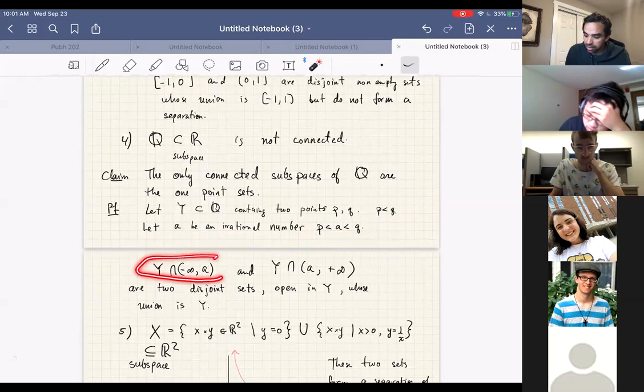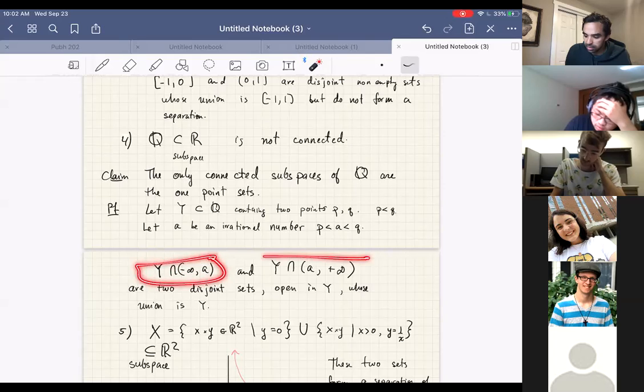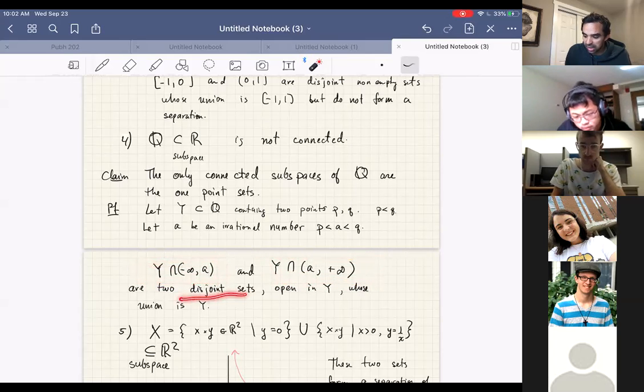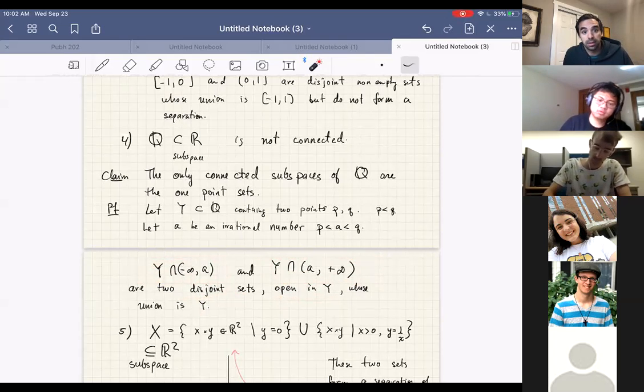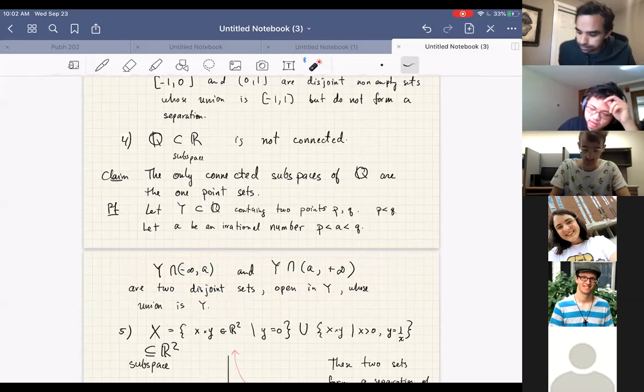Namely, you just consider these open sets in Y. You intersect the open interval from -infinity to A with Y to get an open set in Y, and similarly intersect the open set from A to infinity with Y. And these are two disjoint sets, open in Y, whose union is all of Y. So you can always separate any subspace of rational numbers containing more than one element. Okay.